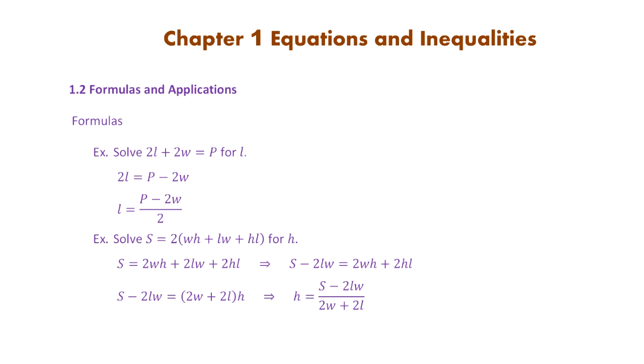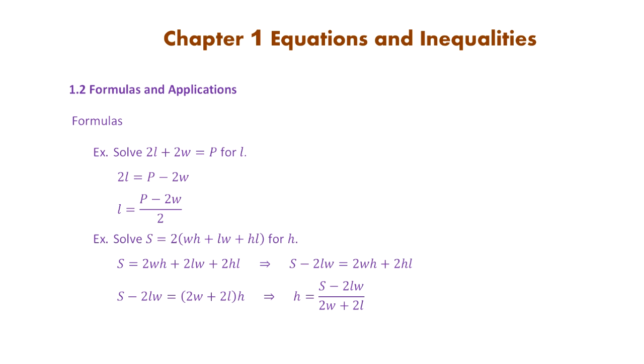And then you divide by 2. You get L equals (P minus 2W) over 2. So in that way, we solved for L in this formula. So that's how you do it. Just imagine W is a number given in the problem, okay? And the way to do it is always the same.